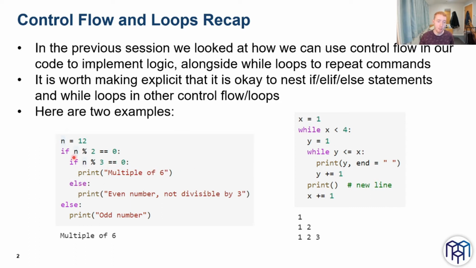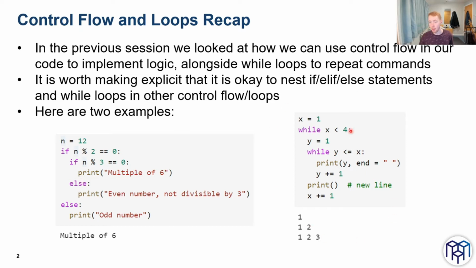So we can print that out. Otherwise, it's not a multiple of 3, but we are in this indented bit here, and so we must be even, but not a multiple of 3. Therefore, we print this out here. And failing the first condition, if it's not even, then it must be an odd number. As you can see here, we're completely free to nest things as long as we just keep indenting one new level of indent for every nested control flow or loop.